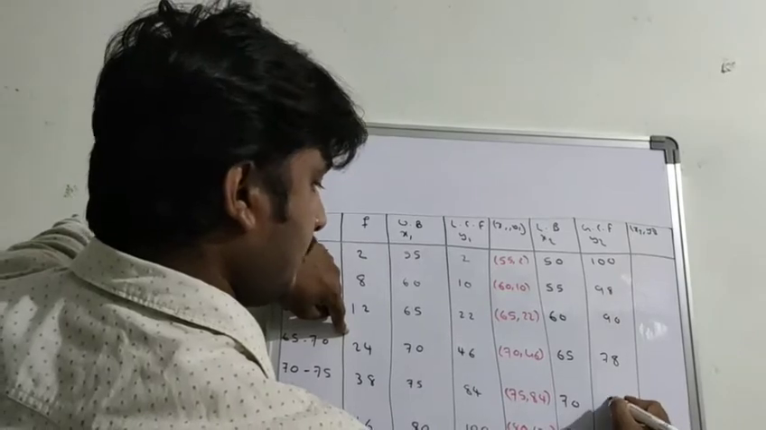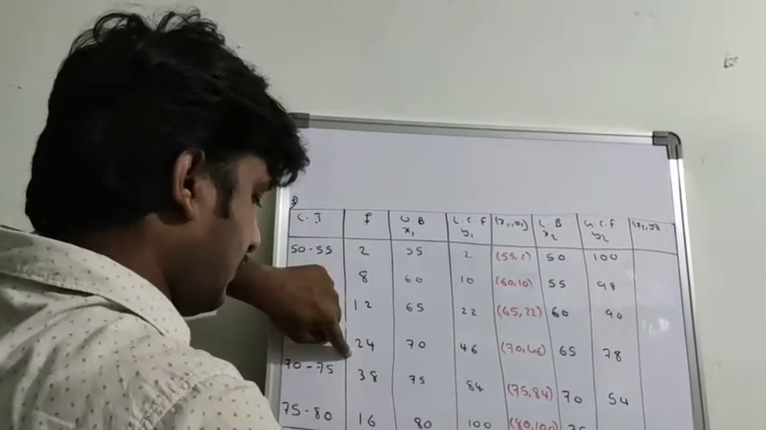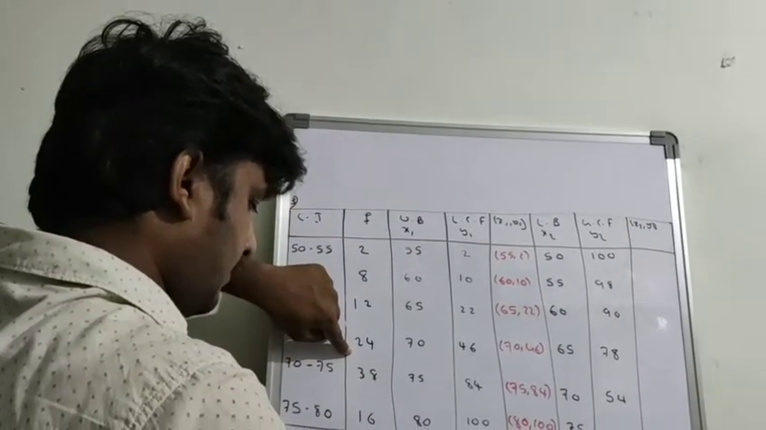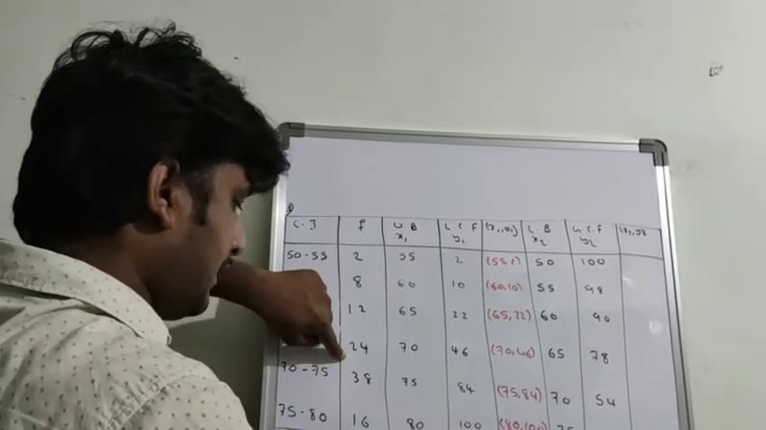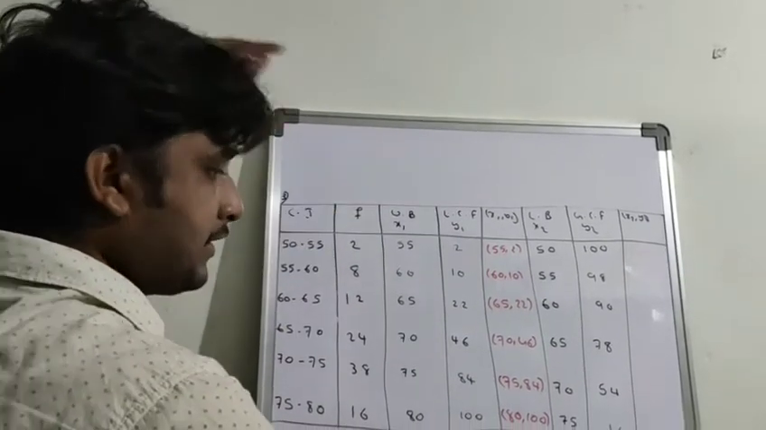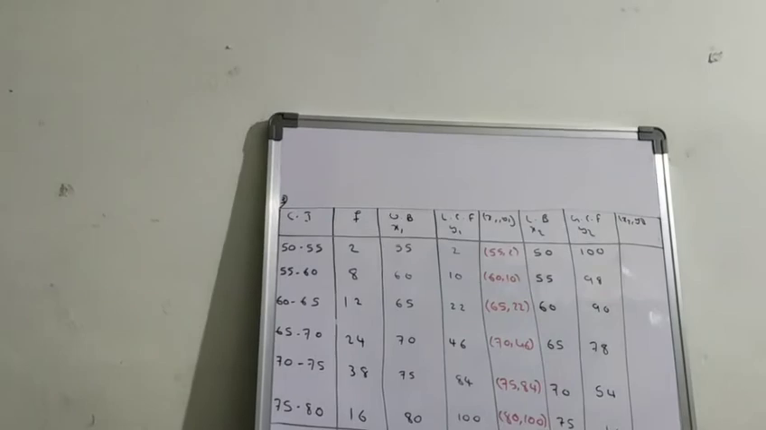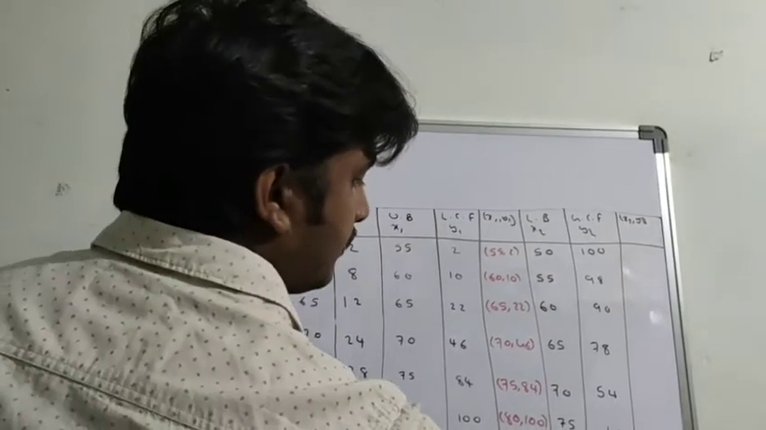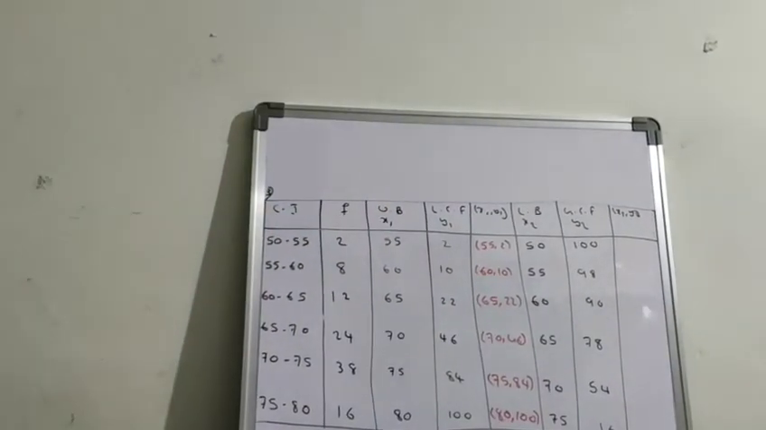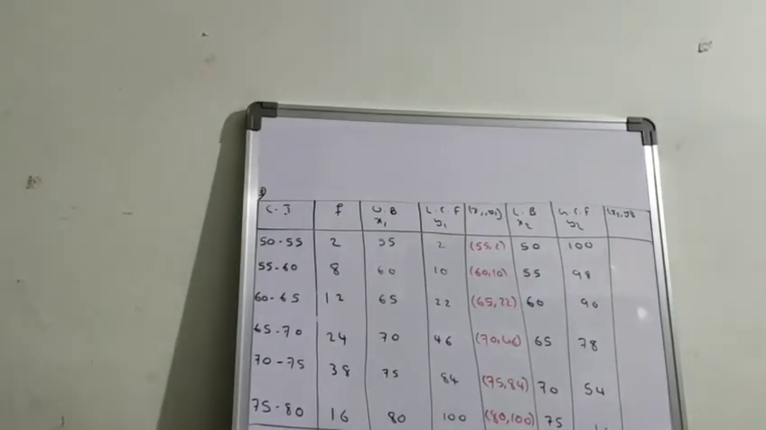70 minus 2 is 54. 54 minus 38 is 16. 40 minus 8 is 6. 4 minus 3 is 16. Yes, we got it, 16. So now we have to write the points.